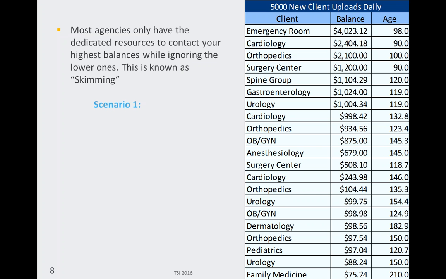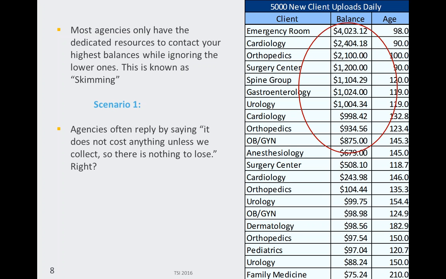So in scenario 1, place yourself in the role of an agency who is paid 30 to 40% on only what is collected. You receive 5,000 new client balances each and every day. Half of your balances are above $1,000 and the rest are below. In that case, where would you want your staff to focus their time? So of course the logical answer would be the larger balances. The only caveat to that would be balances above $4,000, because the following day, you and your staff receive a whole new batch of accounts.